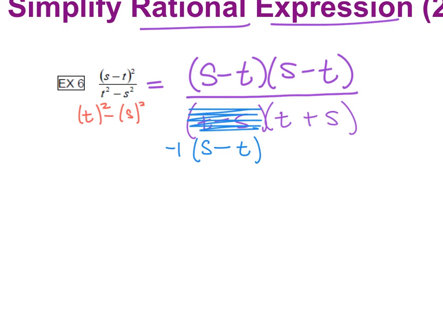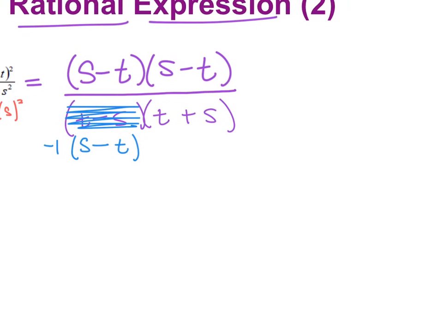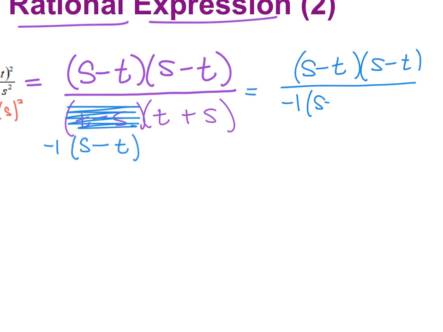So I'm just going to rewrite the problem. I want to make sure this isn't getting confusing. So our new problem is (s - t) and (s - t) over, now we have a negative 1, we have an (s - t), and we have a (t + s).